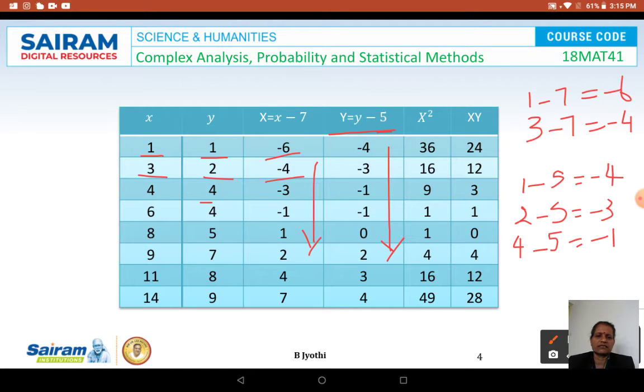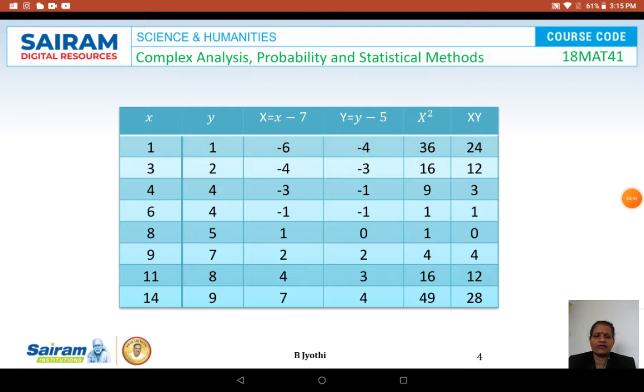Next comes X square. What is X square? X square is given by minus 6 square, minus 4 square, that is 16, minus 3 square, that is 9, 1 square, etc. That is how it has been calculated. Next, X into Y, that is minus 6 into minus 4, which is 24, minus 3 into minus 4, which is 12, minus 3 into minus 1, which is 3, 1, 0, 4, 12 and 28. These are all the values which have been tabulated.